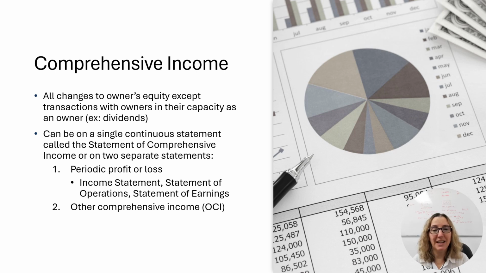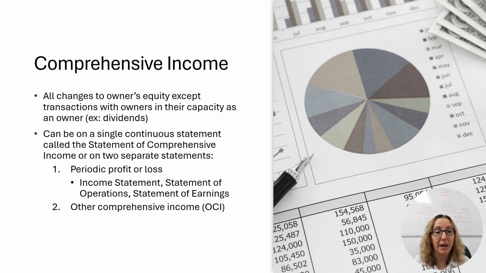So what is comprehensive income? Well, it's basically everything that changes for owner's equity except transactions with owners in their capacity as an owner. For example, if dividends are paid out, that's not an expense because it's a transaction with the owner. So it's going to go through the retained earnings account, which is on the statement of shareholders' equity.